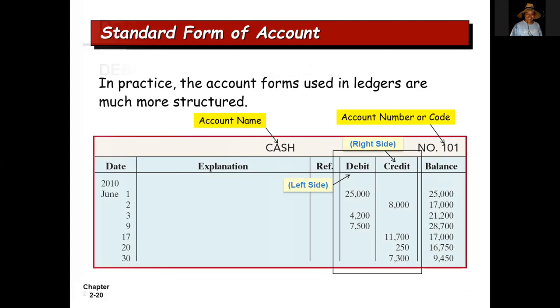So you can see that the running balance started off with $25,000 debit. And then there was an $8,000 credit. And so it reduced by 8,000 to 17. And all the way down, at the end of the month, you have a running balance of 9,450.